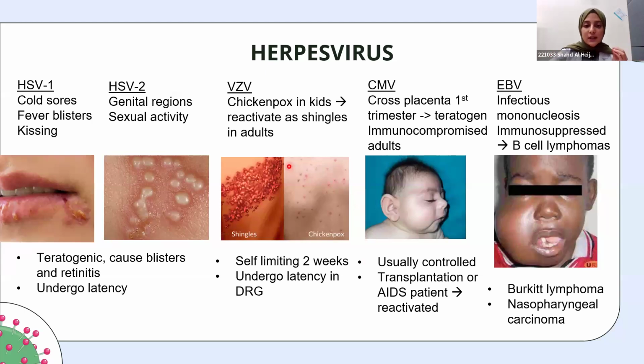But if it gets reactivated, it can appear as this shingles. Basically, shingles will follow a certain dermatome because it undergoes latency in the dorsal root ganglion. When it gets reactivated, it will affect the dermatome of that specific nerve. So the shingles will affect this area.